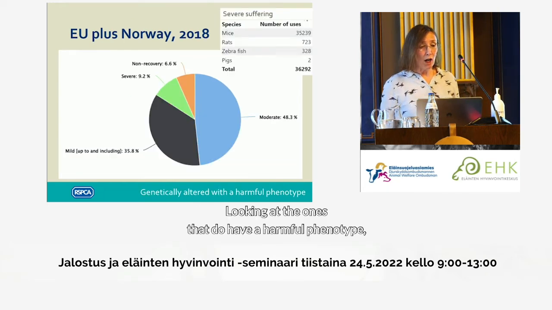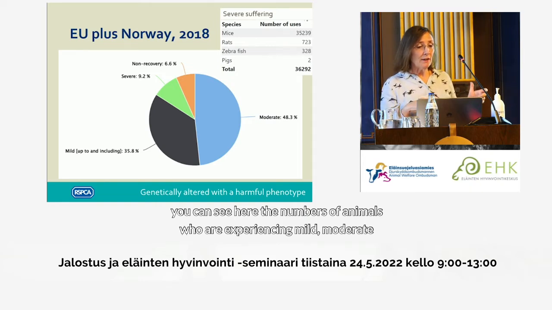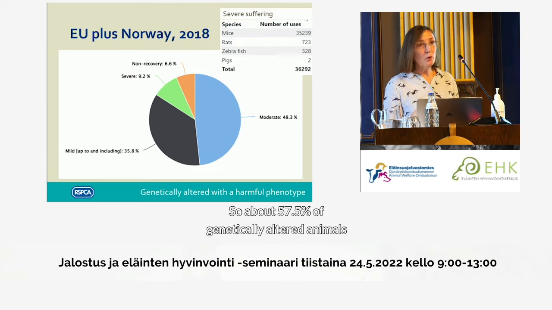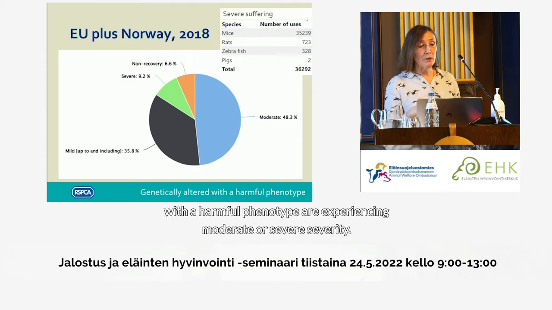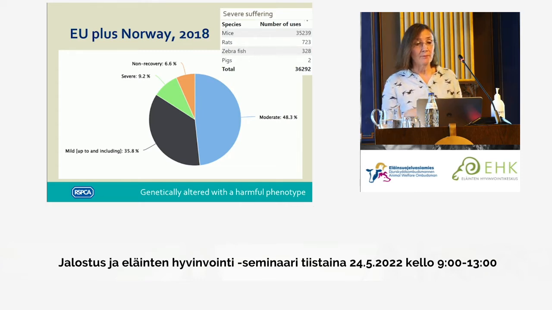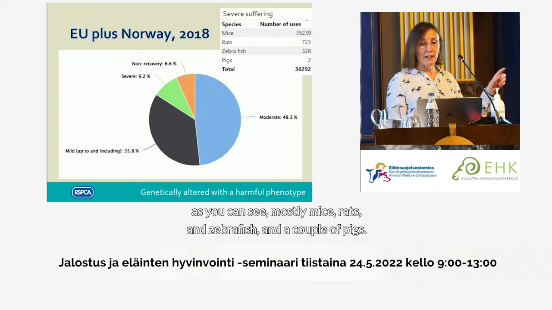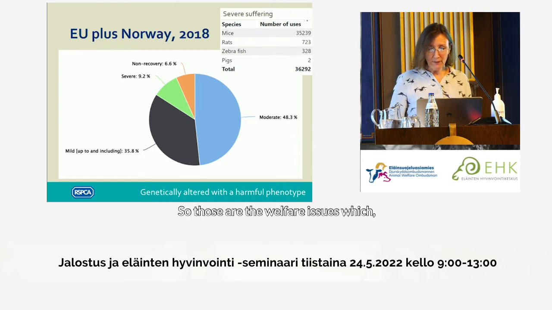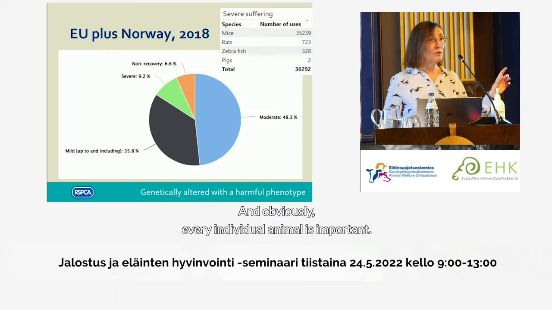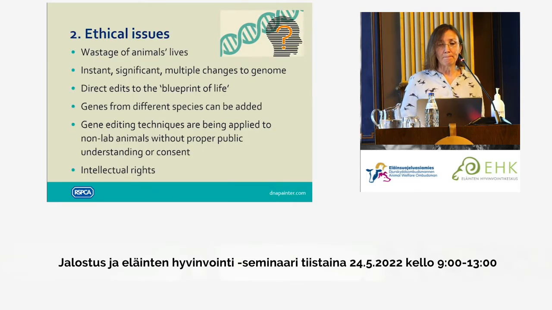Looking at the ones that do have a harmful phenotype, you can see here the numbers of animals who are experiencing mild, moderate, and severe severity. That's how the severity is classified. So about 57.5% of genetically altered animals with a harmful phenotype are experiencing moderate or severe severity. So that's about 226,000 animals a year. Of the animals who are experiencing severe suffering, as you can see, mostly mice, rats, and zebrafish, and a couple of pigs. So those are the welfare issues which, although it's a small percentage of animal use overall, that's a large number of animals, and obviously every individual animal is important.